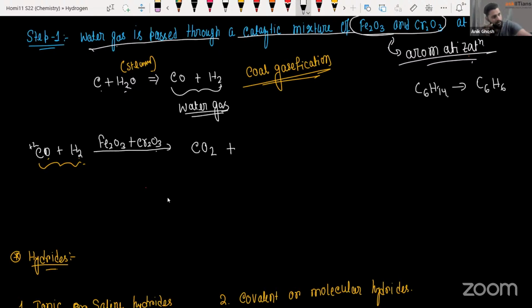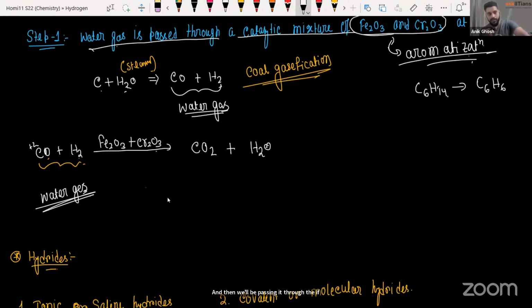It will form the water, and then we'll be turning into the induction process. Okay, now have a look, guys. First, we'd be taking this water gas here, and then we'd be passing it through the Fe2O3 and Cr2O3 mixture here.